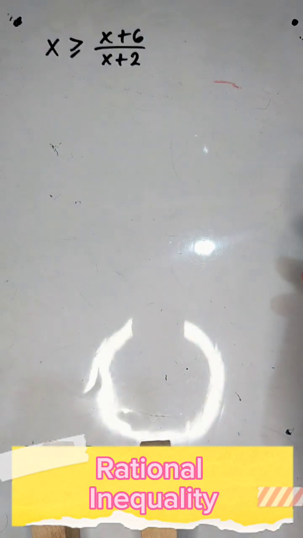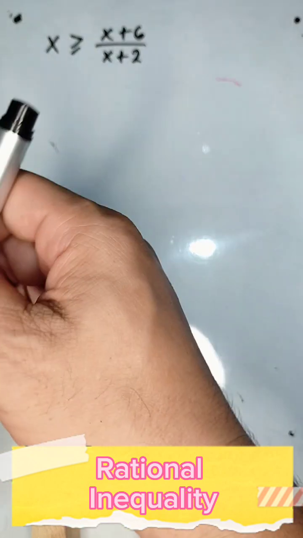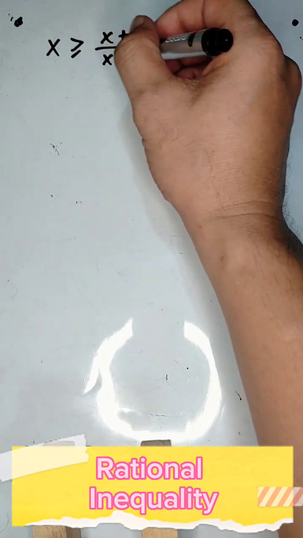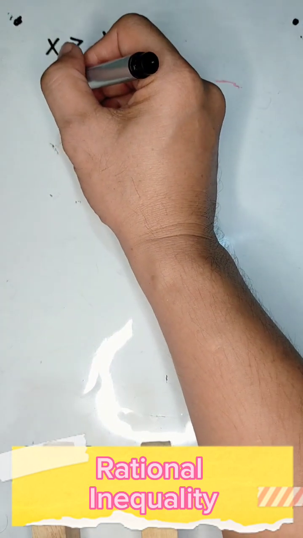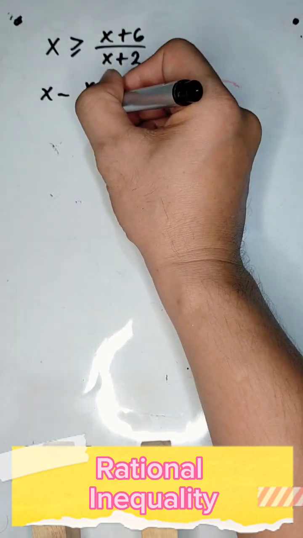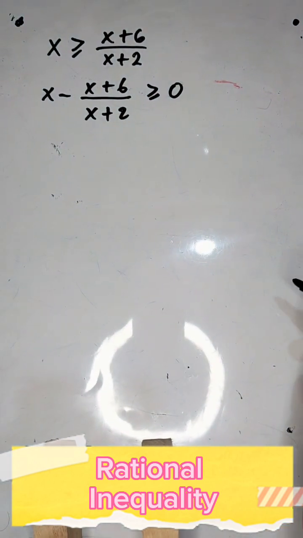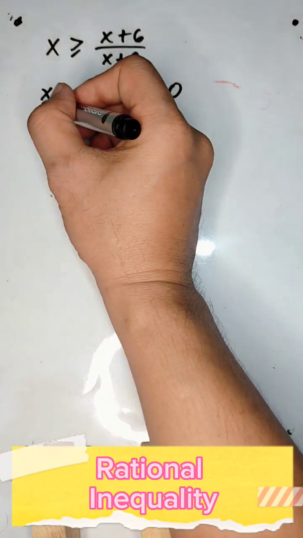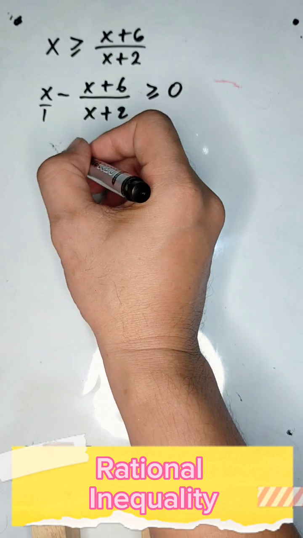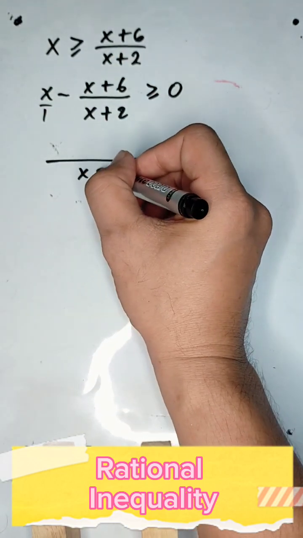We use the addition or subtraction property so that our inequality will not change. Okay, now let's move our right hand side to the left hand side. So this is now x minus (x plus 6)/(x plus 2) is greater or equal to 0. Next, we know that the denominator of x is 1. Okay, let's take the LCD, which is x plus 2.